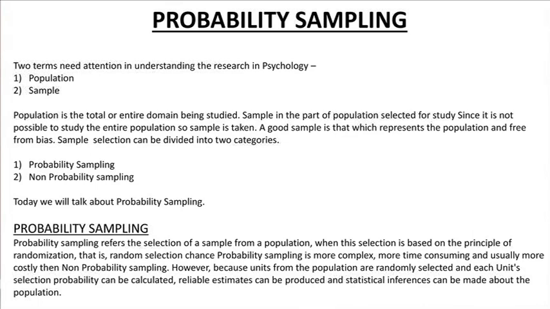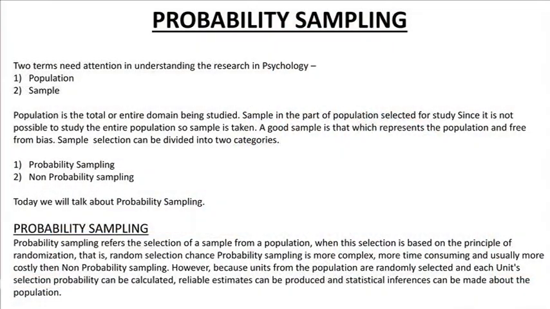Sample selection can be divided into two categories. Now, if the sample which I am selecting is biased because of me or some other factors, then it cannot be representative of that population.